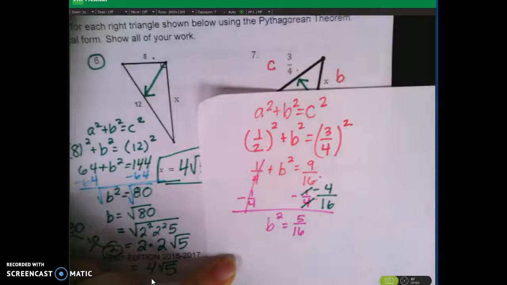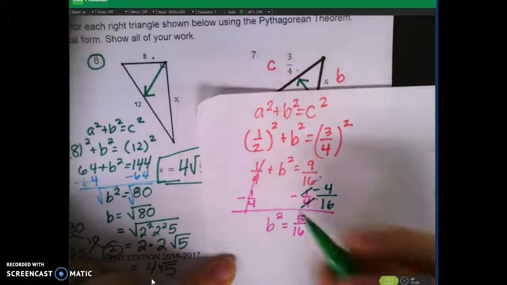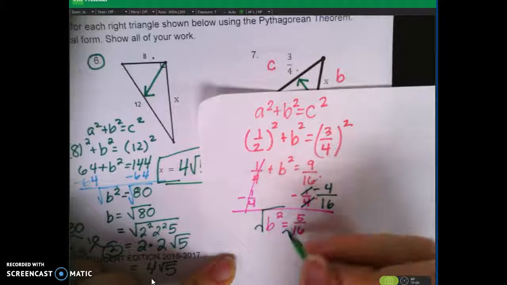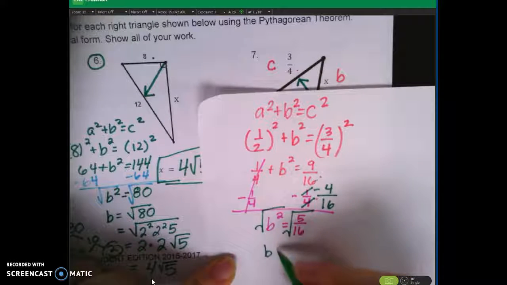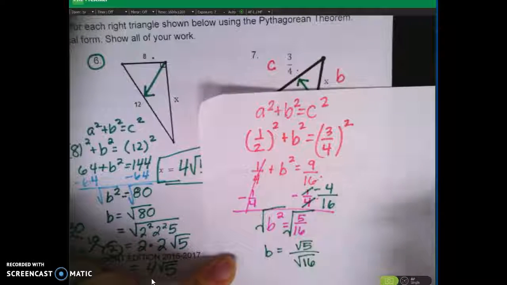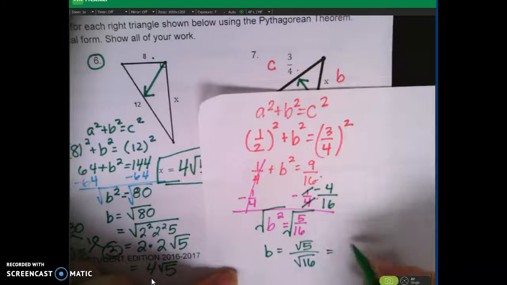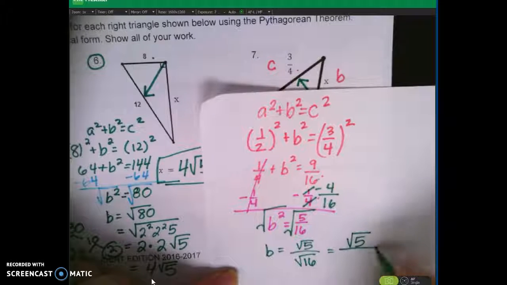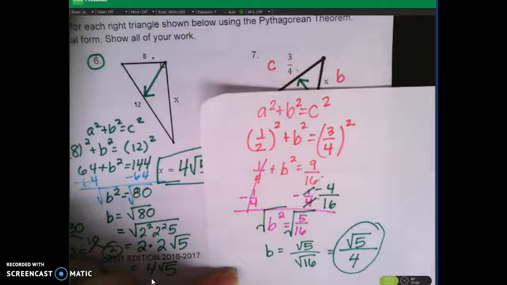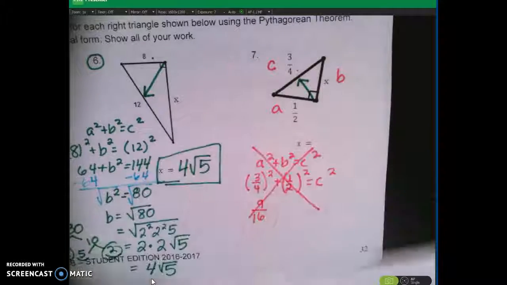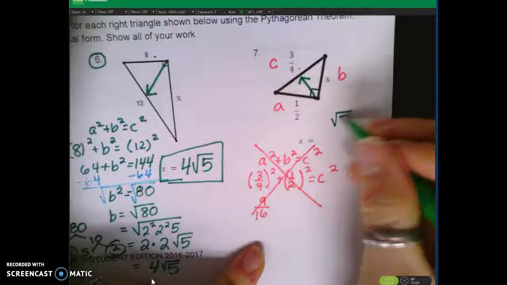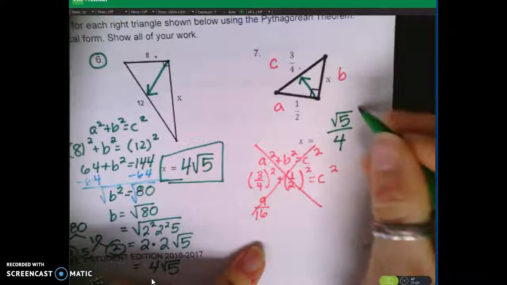But I don't want b squared, I just want b. So what do I do to both sides? Take the square root. So b is equal to the square root of 5 over the square root of 16. The square root of 5 is in simplest radical form, and the square root of 16 is 4. So I know my b value is radical 5 over 4, or my x value, as they called it.